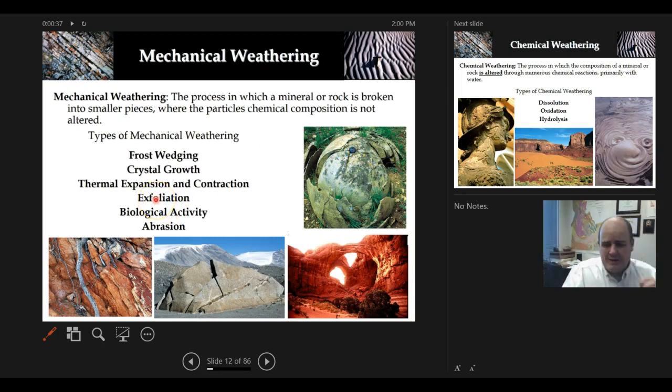Exfoliation is one where you have a rock that's under a lot of pressure, and then it's brought up slowly over time, and then that pressure is released, and so it expands, similar to this right here, where it will form off into these different cracks.